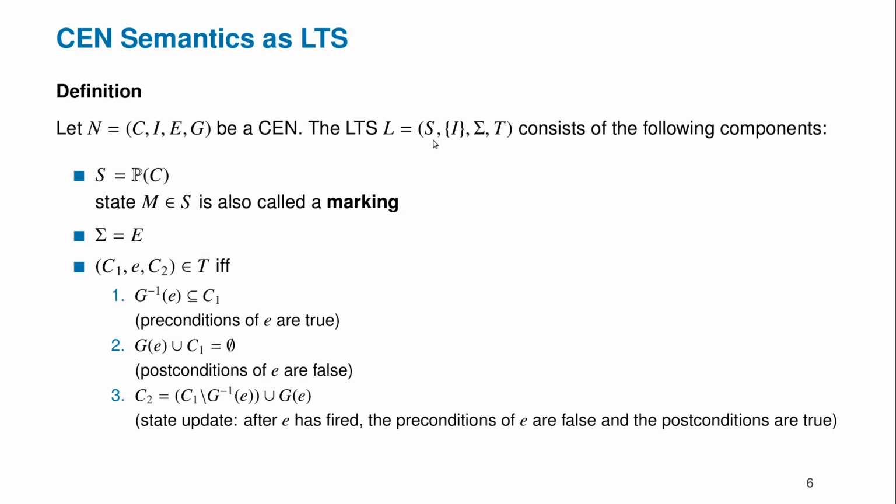We have the set S of states, which is the power set of C. So these are all possible subsets of C. We call such an element from the set of states also a marking. Intuitively, a state contains those conditions which are currently true. If the set contains all conditions, then all are true. If it contains no condition, then all are false.